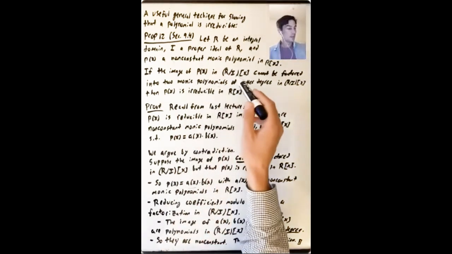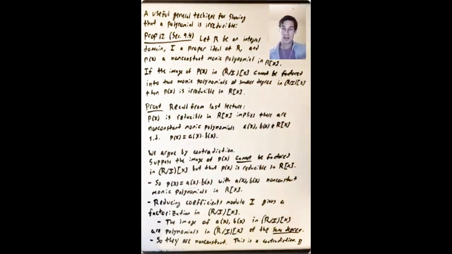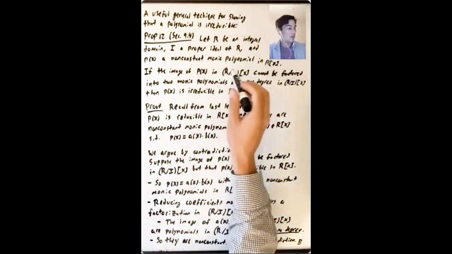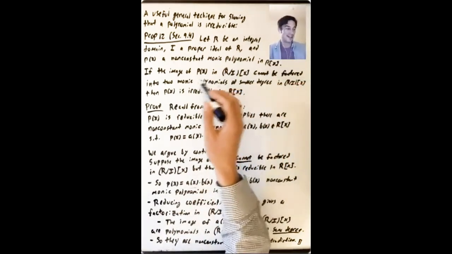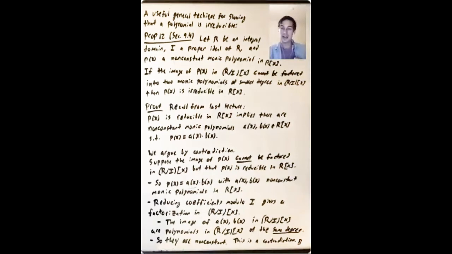So this proposition is really useful. And the idea is you have a polynomial in R bracket x, and you want to know if it's irreducible. If you reduce modulo some ideal I, reduce all the coefficients modulo I, and you get something that's irreducible in R mod I bracket x, in the sense that it cannot be factored into two monic polynomials of smaller degree, then it was irreducible in the bigger ring. So in the original ring, R bracket x.